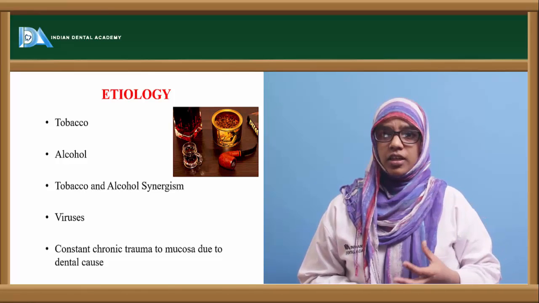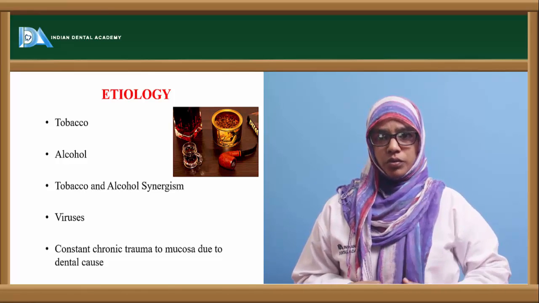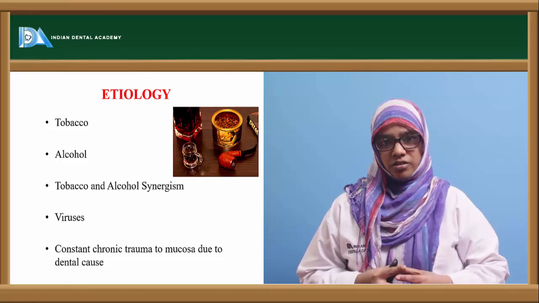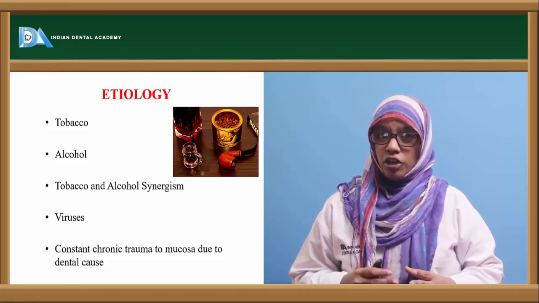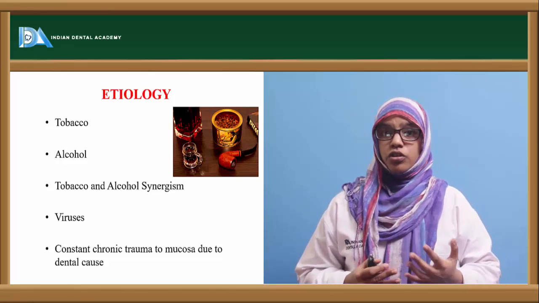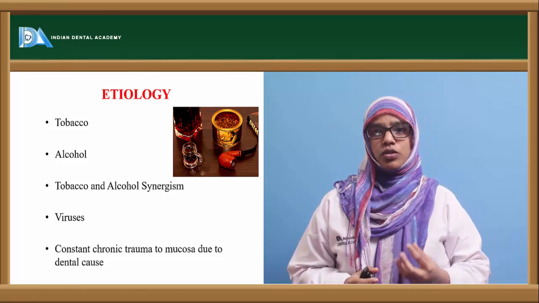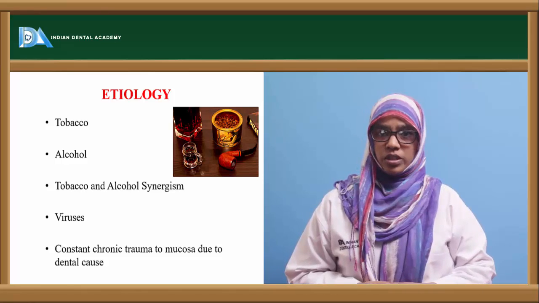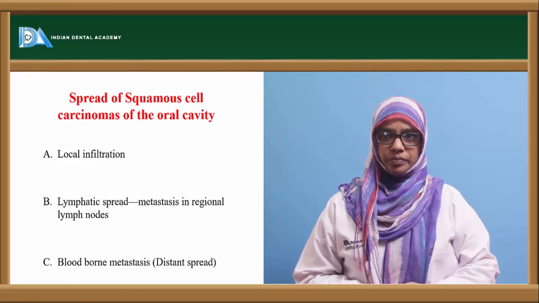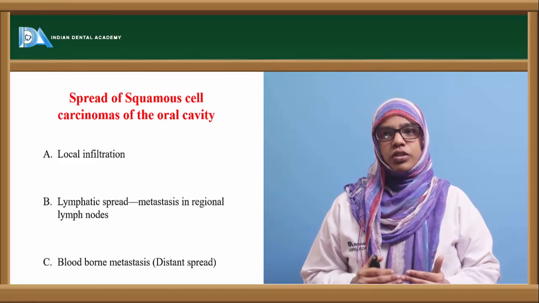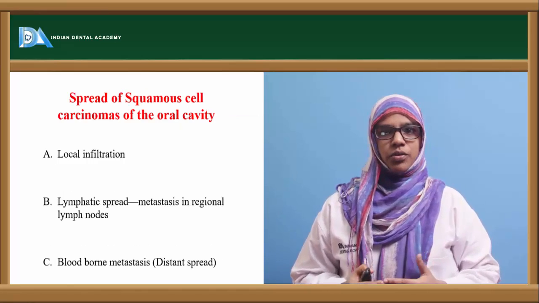Last but not the least, constant chronic trauma to the mucosa can be because of dental causes. That is, it could be because of poor oral hygiene, a sharp tooth, an ill-fitting denture, or a sharp crown or bridge, which can also cause constant chronic trauma to the mucosa and could eventually cause dysplastic changes in the oral mucosa. Now, let's move on to the spread of squamous cell carcinoma in the oral cavity.